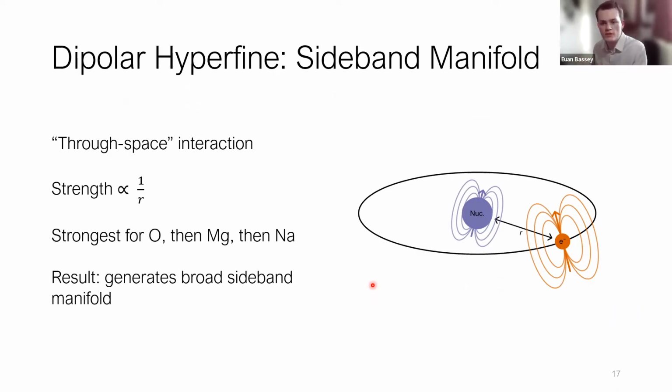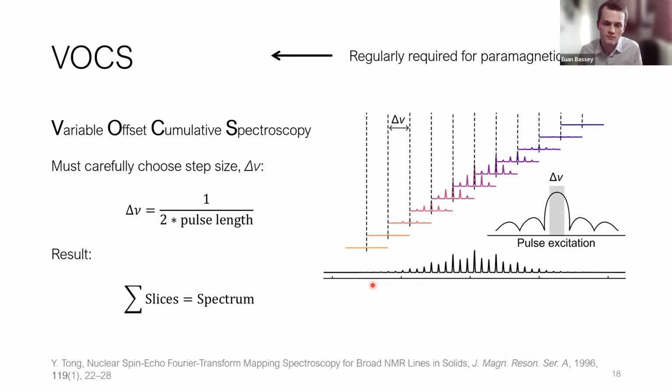That presents us with a very slight problem because typically the kind of pulses that we apply in paramagnetic NMR are relatively short, so we can only excite a certain width of the spectrum. We can excite a decent width, but not necessarily all of it. So how do we go about doing that? Well, the answer is VOX. So this is variable offset cumulative spectroscopy.